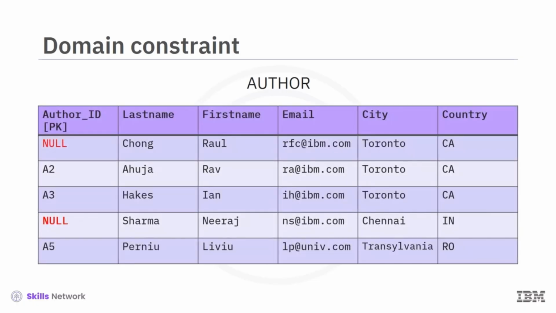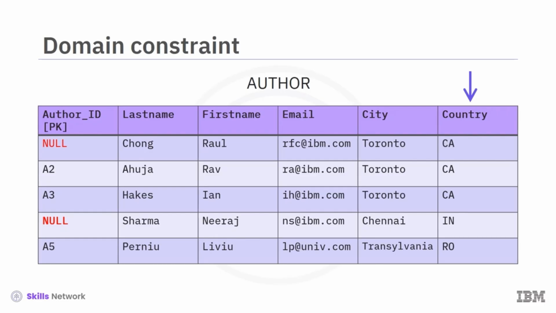For example, in the relation author, the attribute country must contain a two-letter country code, such as CA for Canada or IN for India. If a number value of 34 is entered for the country attribute instead of a two-letter country code, the value 34 does not have any meaning.